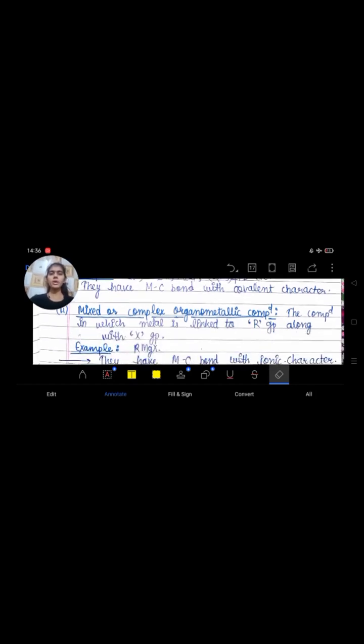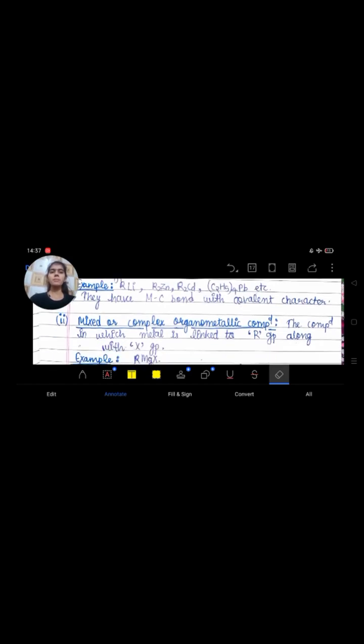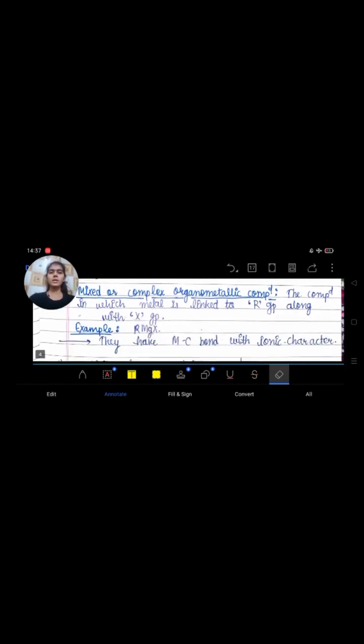The second type of organometallic compound is mixed or complex organometallic compounds. The compound in which the metal is linked to the alkyl group along with the X group. मतलब मिक्स्ड कॉम्प्लेक्स ऑर्गेनोमेटेलिक कंपाउंड वो कंपाउंड होते हैं जिनमें जो मेटल है वो एल्काइल ग्रुप के साथ भी अटैच है and along with the halogen group. For example, Grignard reagent. They have a metal-carbon bond with ionic character. So there are mainly two types of organometallic compounds, simple and mixed or complex organometallic compounds.